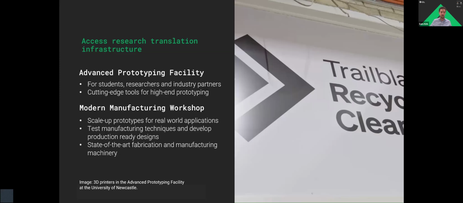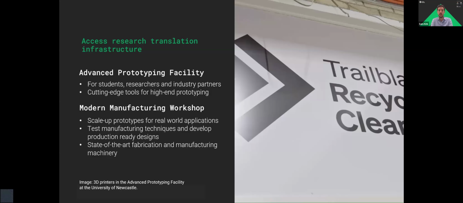This is really exciting for me personally. We saw this part of the Trace program was some new facilities and capability being built at the University of Newcastle. The first one of those is what we call an advanced prototyping facility, which is essentially a farm of 3D printers and some small scale prototyping. And the other is a modern manufacturing workshop, which is a machine workshop.